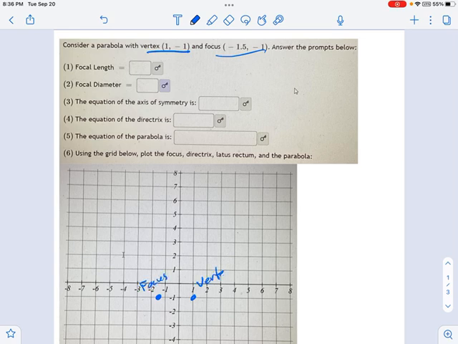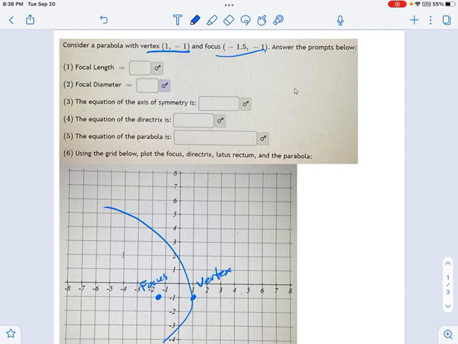Remember, the parabola turns around at the vertex. That's its turning point, and it wraps around the focus. So you can see what I'm talking about here is going to be something like this. Okay, it's a horizontal parabola. That's all I need to draw for now. That's going to get me going.